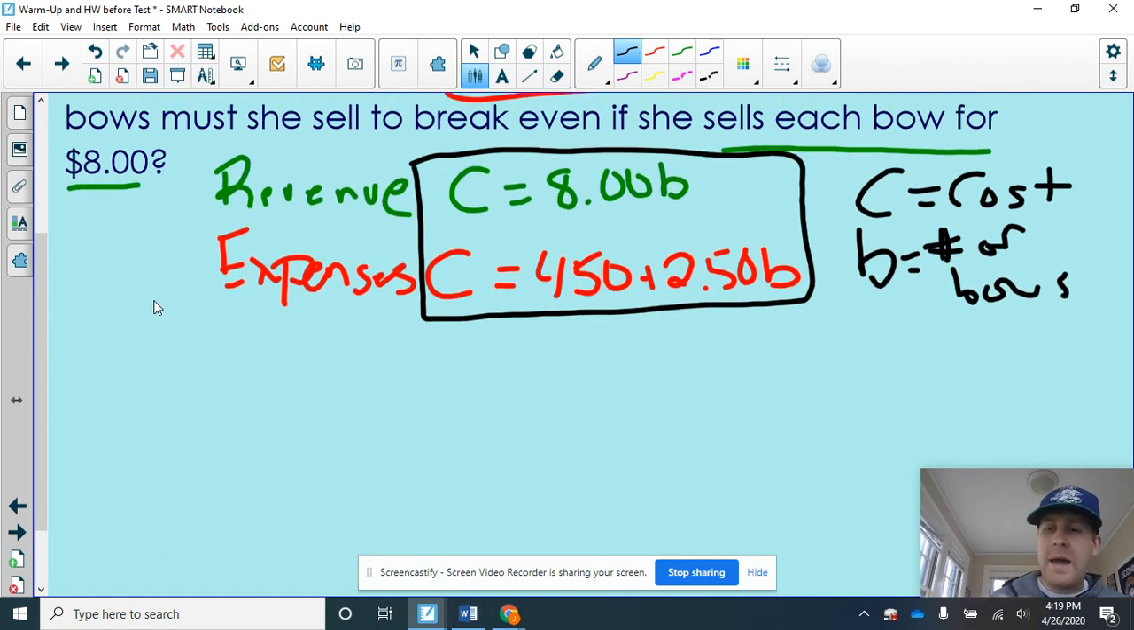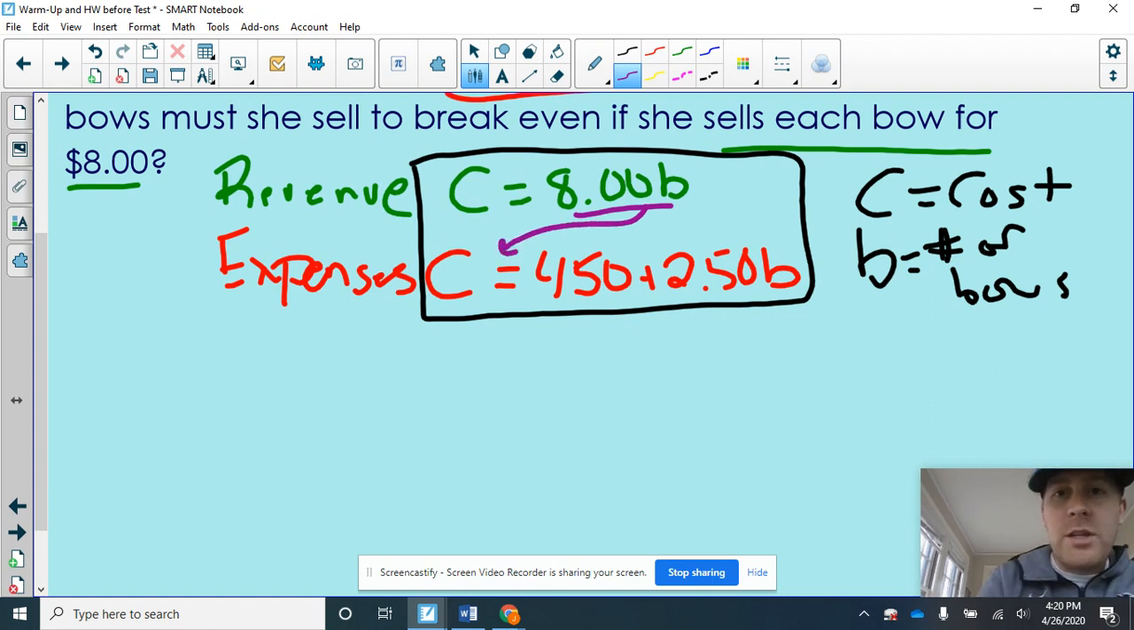So you think back to when we solve systems of equations, we could use 3 methods: graphing, substitution, elimination. We don't usually want to use graphing because I don't have graph paper. So we want to use either substitution or elimination. Since both equations already have a variable by themselves, I'm going to pick substitution in this case. So I'm going to take what C equals in our top equation. I know C equals $8 times B. So I'm going to take that part and plug that into my bottom equation for C.